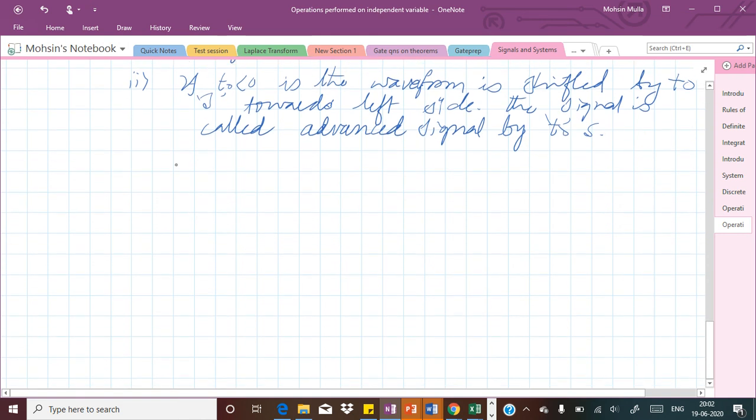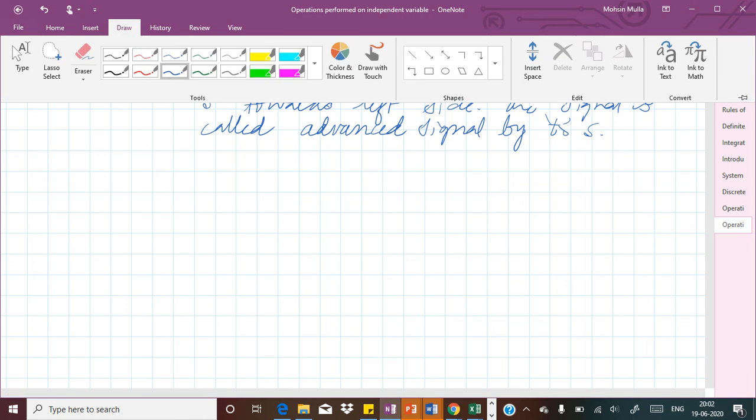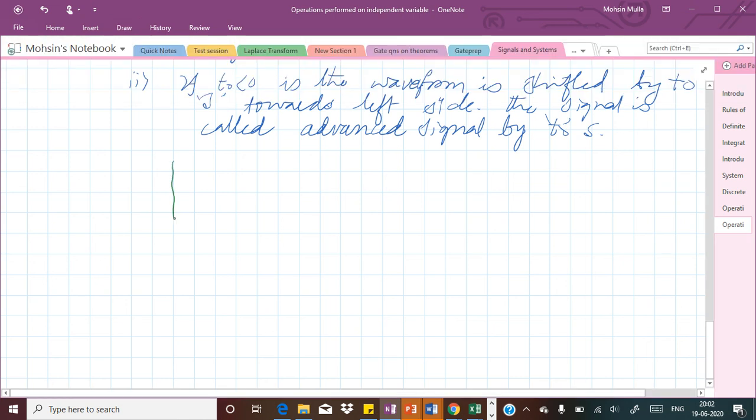Now let us try to understand this with a simple example. Suppose you take a unit step function, which has a magnitude of 1 starting from 0 up to infinity. So this is the unit step function, x of t equal to u of t. Now the new signal y of t is x of t minus 2. So here the t naught value is plus 2. Therefore it is a positive value of t naught, so it will be shifted towards the right hand side.